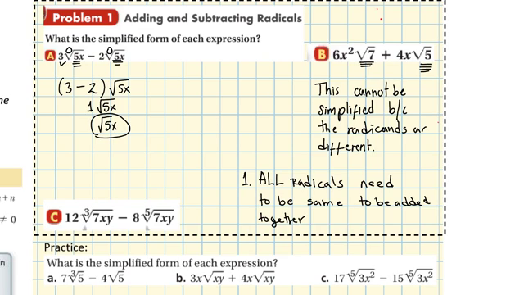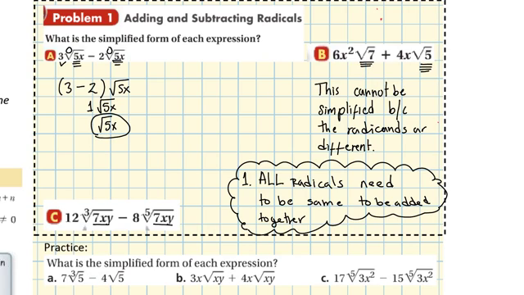Now for the last one, what we need to do is the same thing as before. We have to ask ourselves if we can add these two radicals together by looking at the radicals themselves. Now if you look at inside the radical, the radicand, you have 7xy, okay, which means that at least on the inside they're the same. But look at the index. One has an index of 3 and the other one has an index of 4. So like before, this cannot be added because the radicals are different.